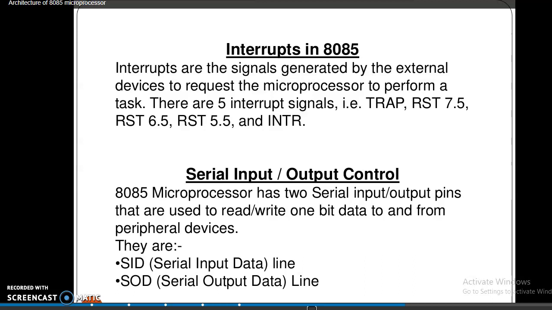And then the serial input and output control. 8085 microprocessor has 2 serial input output pins that are used to read and write 1-bit data to and from peripheral devices. They are SID, serial input data line, and SOD, serial output data line.